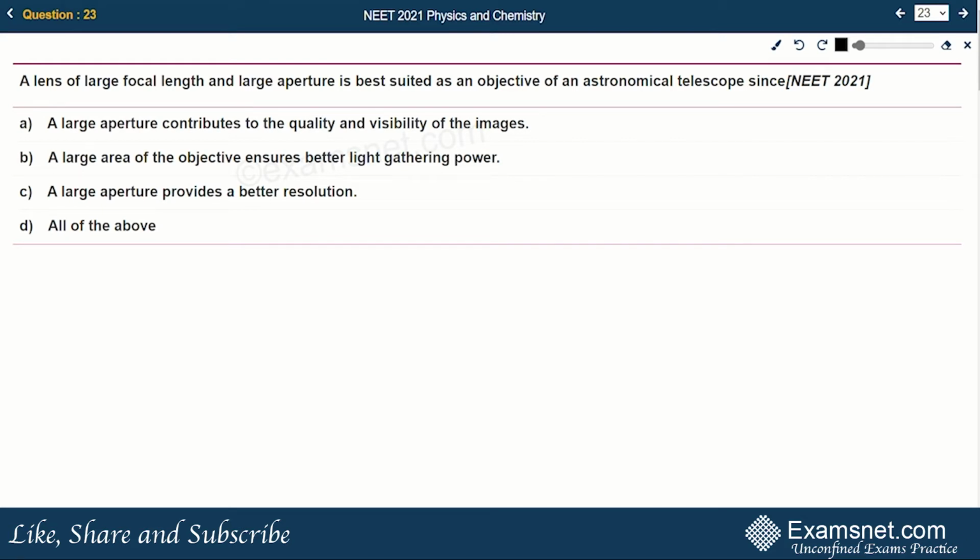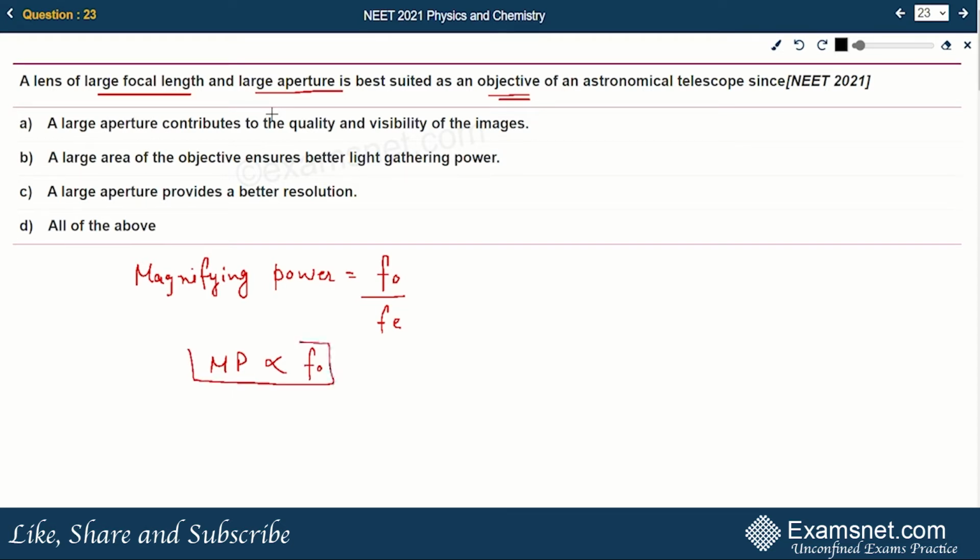Now question number 23 is from the chapter Ray Optics and Optical Instruments, and the question is, a lens of large focal length and large aperture is best suited as an objective of an astronomical telescope since. So here are the options, but before we go through the options, just remember two formulas. First is the magnifying power of this telescope. Magnifying power is given as the focal length of the objective divided by focal length of the eyepiece, that means FO divided by FE. So this shows that the magnifying power is proportional to the focal length of objective lens, right? That means more the focal length, more will be the magnifying power. Therefore, we prefer larger focal length.